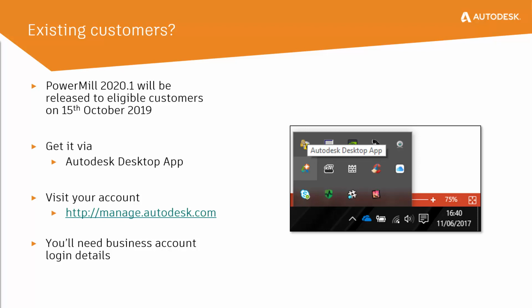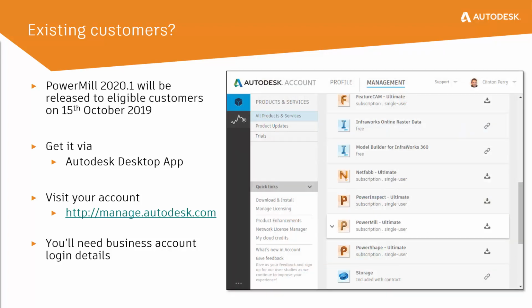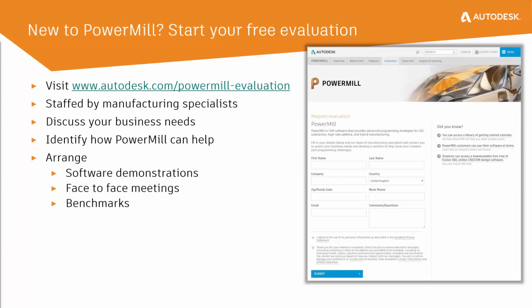Now if you don't have access to the desktop app, then you can visit your own account online at manage.autodesk.com. Obviously you'll need your business details to log into that account. Once you've logged in, you'll see a list of products that you're entitled to use. So here's a snapshot of my product entitlement. Simply click on the list to access your complete list of products. Select the product that you're interested in. Obviously, in this case, it's Powermill Ultimate. And click the download icon to download and install the Powermill product. Nice and simple.